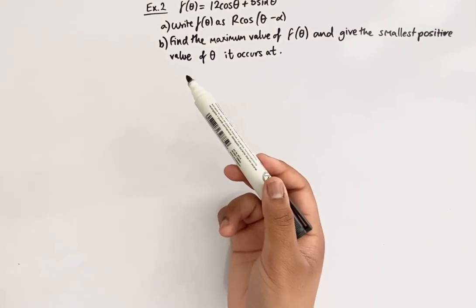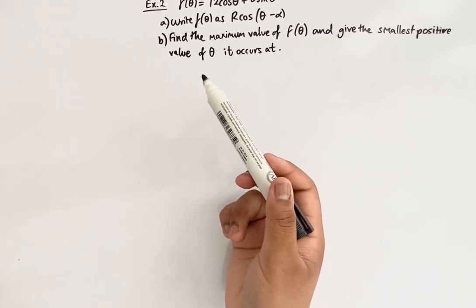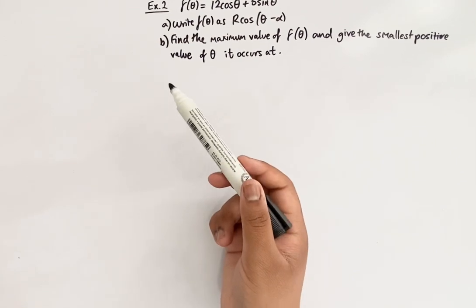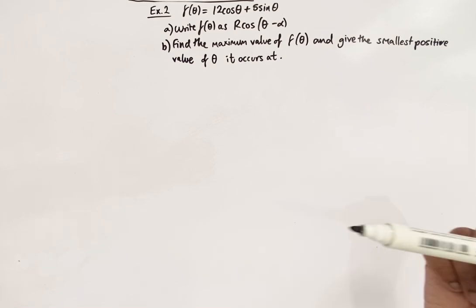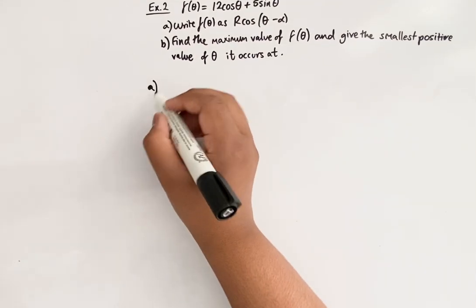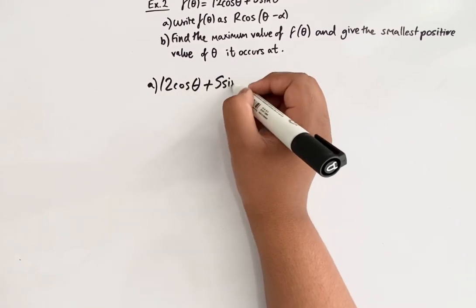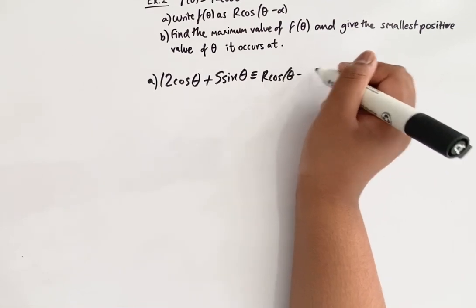f of theta is equal to 12 cos theta plus 5 sin theta. Part A. Write f of theta in the form r cos of theta minus alpha. And then B. Find the maximum value of f of theta and give the smallest positive value of theta it occurs at. For part A, 12 cos theta plus 5 sin theta is going to be the same as r cos of theta minus alpha.